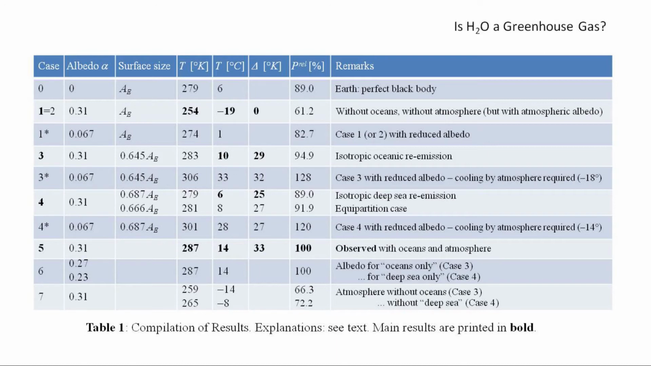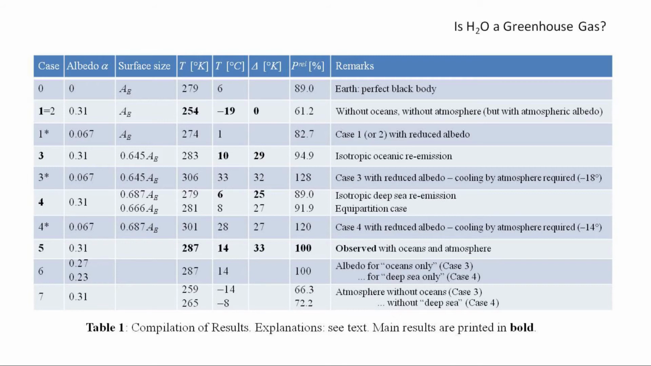Case 1 star is the same as case 1, but with a reduced albedo alpha equal to 0.067. That is, the atmospheric part is fully subtracted as discussed in case 1, and we obtain a temperature of 1 degree Celsius. All further cases tagged with a star will use this reduced albedo and case 1 star as a reference case. It is clear that for an Earth strictly without an atmosphere, a realistic albedo must have a value between 0.067 and 0.31, and hence a temperature between -19 and +1 degree Celsius.